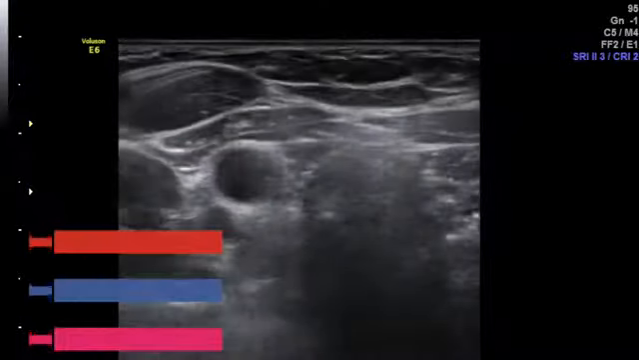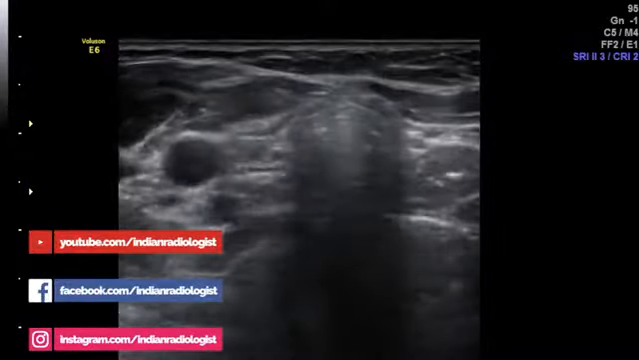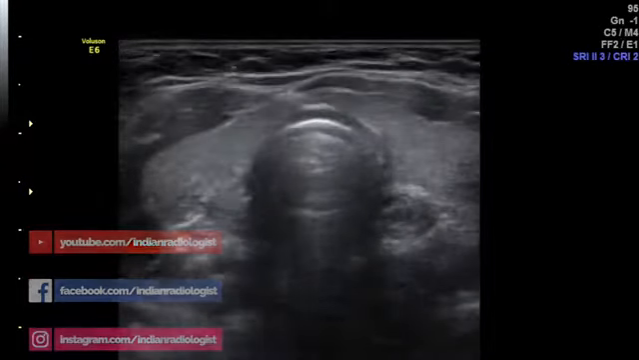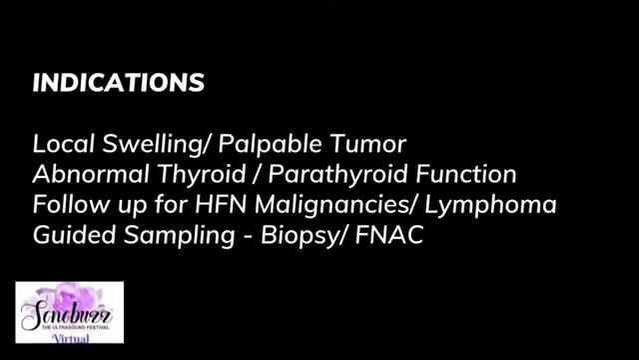So this video is about examination of the neck by ultrasound, and we usually get referrals because of a thyroid lesion which may be seen by the clinician or because of enlarged lymph nodes. These are the more common indications that we come across while scanning the neck.